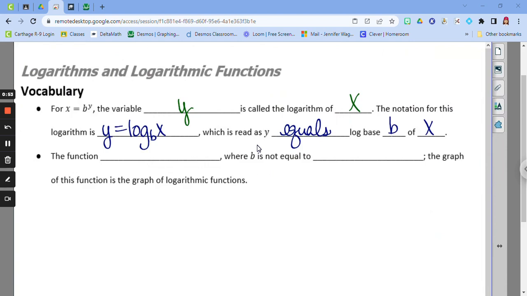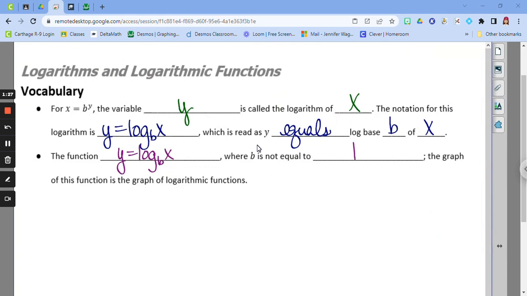So the function that we work with, b is not equal to 1. Because if an exponential equation has a base of 1, that's not an exponential equation. The base has to be greater than 1 or between 0 and 1. You can't have a base of a logarithm that is 1.